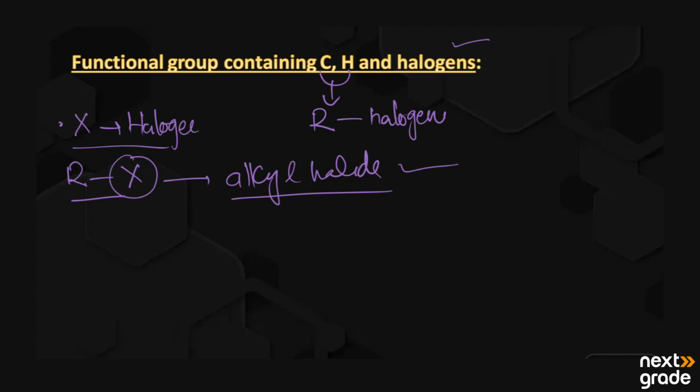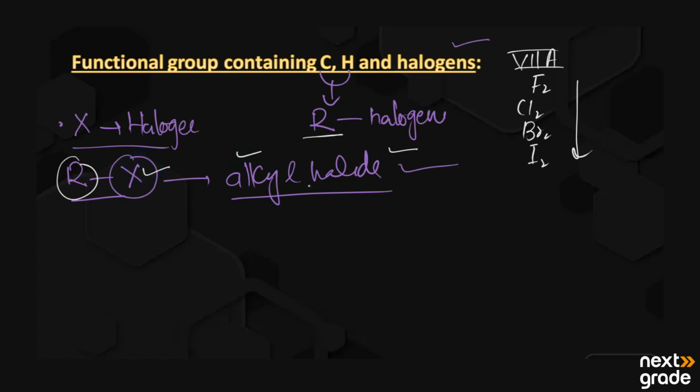Now, what are the halogens? Halogens are the group 7A elements, and among the group 7A elements we have fluorine F2, chlorine Cl2, bromine Br2, and iodine I2. So these are mainly the four halogen atoms that attach to the alkyl group, forming the alkyl halides. The letter R denotes the alkyl and X denotes the halide or halogen group.